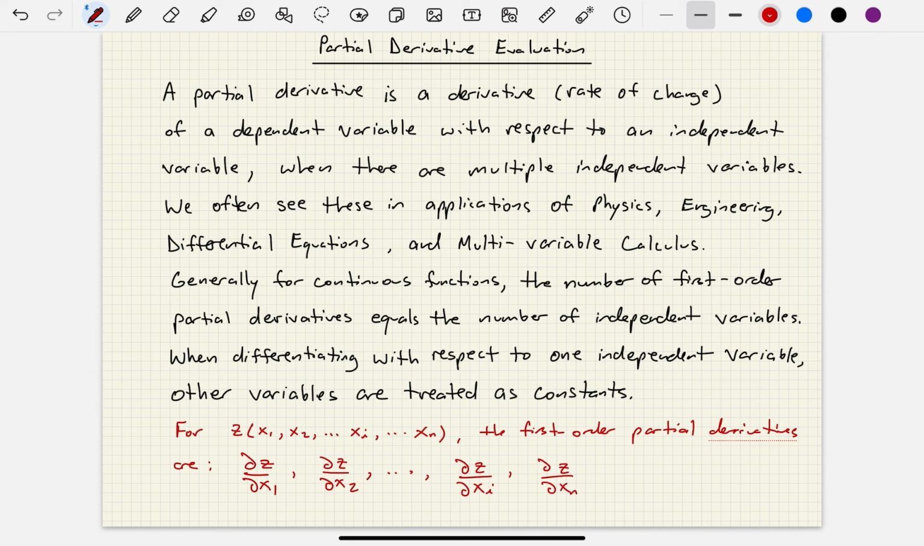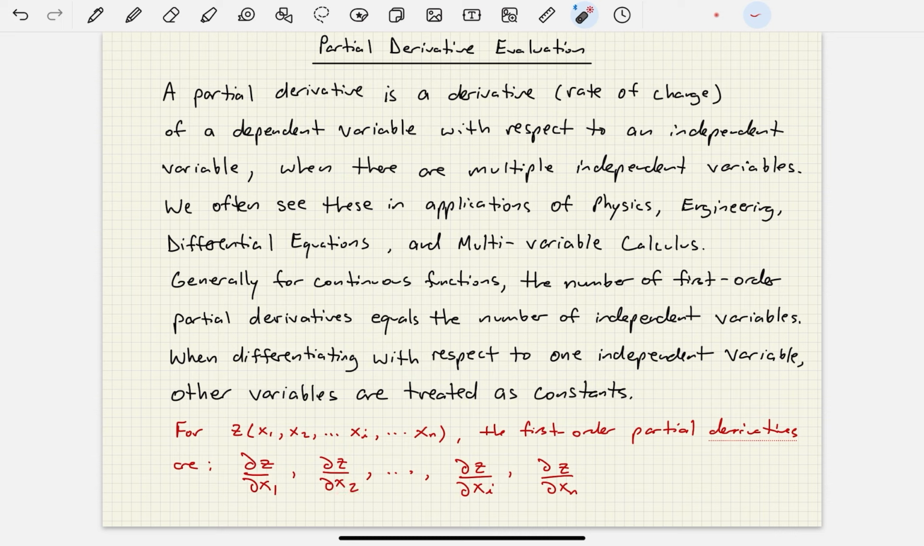Now you notice I drew these d's a little different, right? So an ordinary derivative will write a d in the normal fashion. Well, when we have a partial derivative, just to distinguish a partial derivative from an ordinary derivative, we kind of give the d symbol this kind of curly shape here, okay? So for example, this term here, this is the partial derivative of the dependent variable z with respect to the first independent variable x1. And this second term is the partial derivative of z with respect to the second variable x2, so on and so forth, okay?